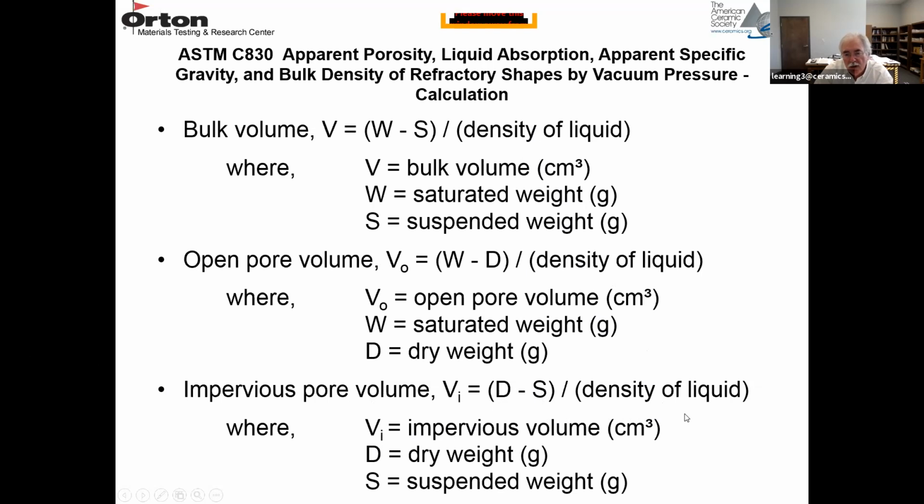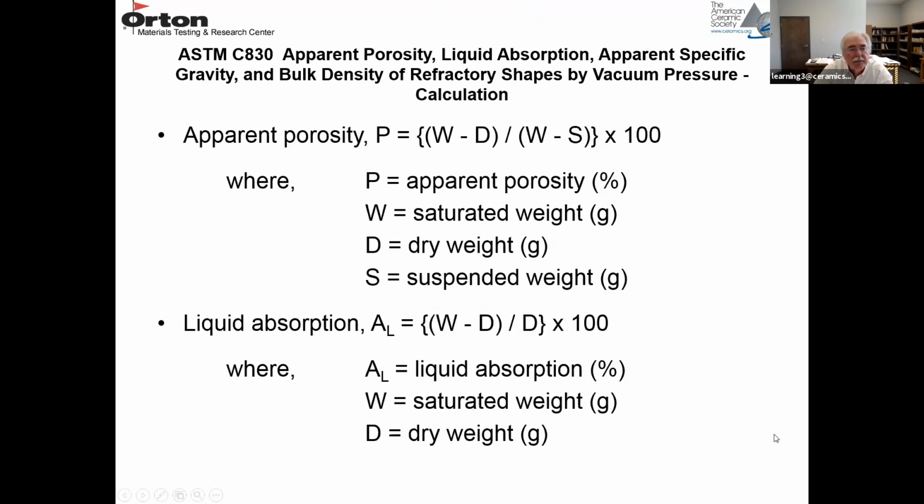The density of water in this case is taken as 1, so you don't really divide by anything. If you're using kerosene instead of water, it's different. So the apparent porosity, the open pores, is what you're looking for when you want to consider corrosion. The apparent porosity equals the saturated weight minus the dry weight divided by the saturated weight minus the suspended weight. And to get percent, you multiply by 100.